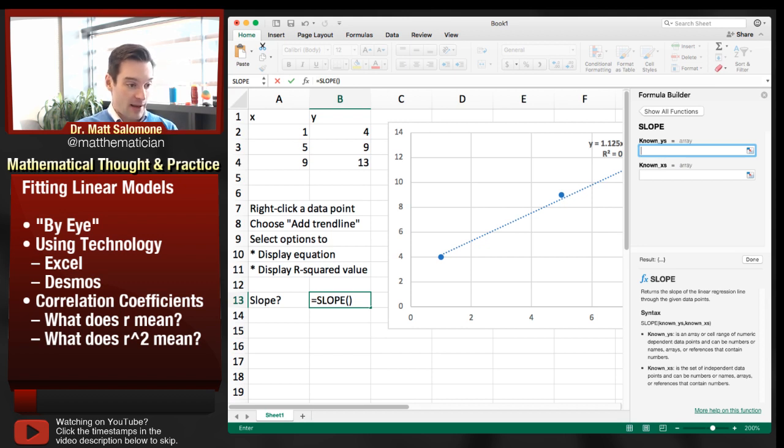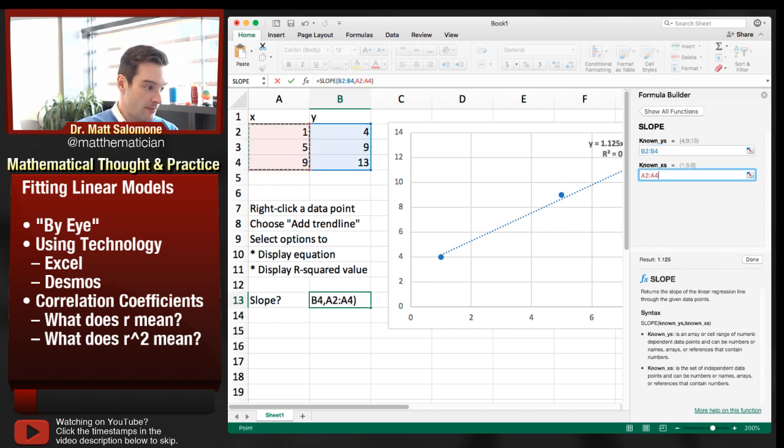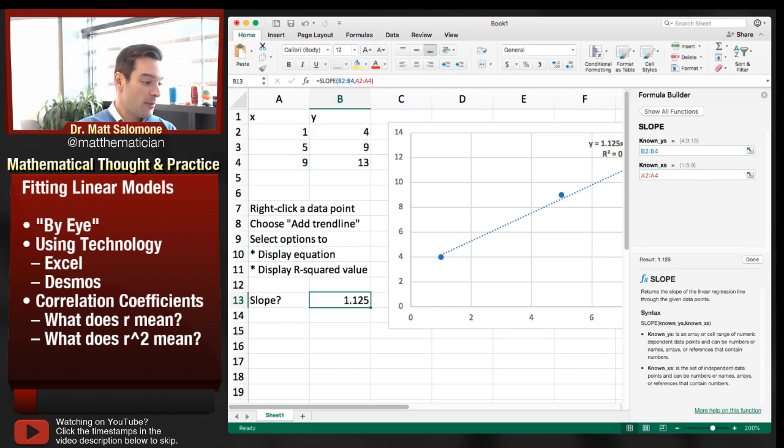So I'll come in and highlight my Y values right here. I'll highlight my X values over there. So the first argument to the slope function are my Y values, the second argument are my X values. And when I press done, the number that ends up in this cell right here is exactly the slope of the best fit line that we got from the linear regression.